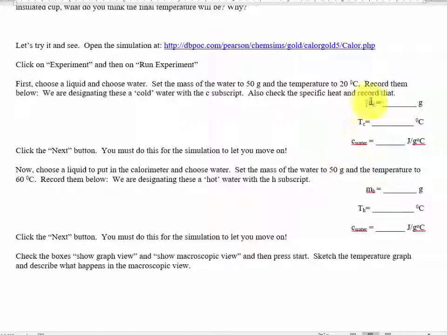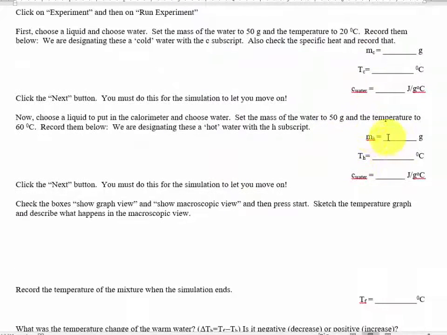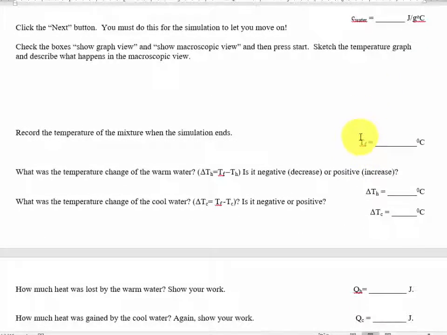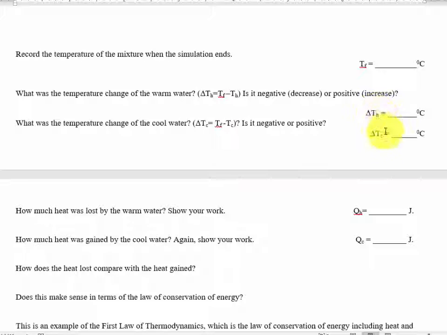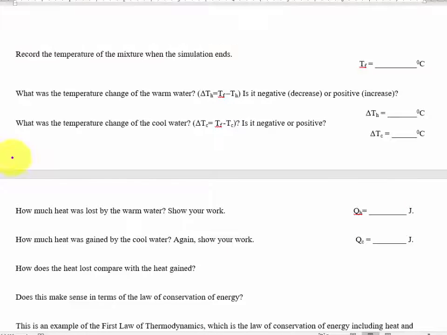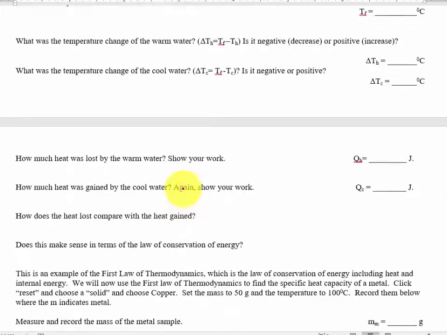So all of that is taken care of right here and right here. We record the final temperature right there, pretty straightforward. We calculate how much the temperature changed by for the hot water and for the cold water. Then we're going to calculate how much energy was gained and lost.